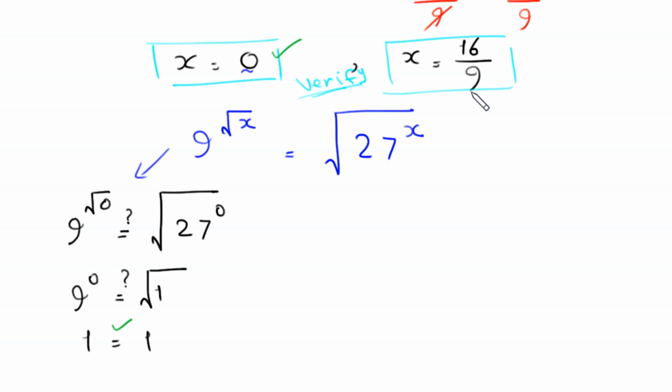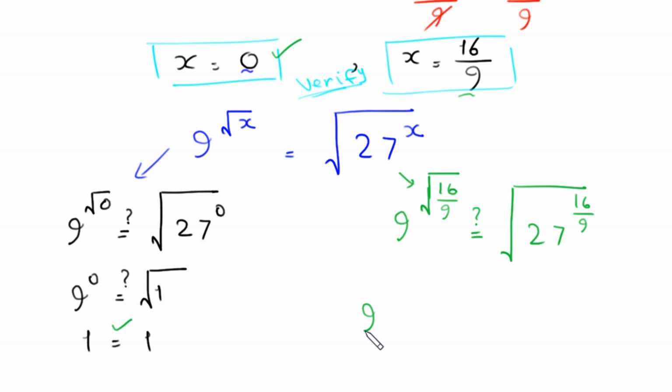Now when x is equal to 16 over 9, then this equation will become 9 to the power square root of 16 over 9, is it equal to square root of 27 to the power 16 over 9. Next, 9 to the power square root of 16 is 4 and square root of 9 is 3. Is it equal to square root of this 27, which can be written as 3 cubed, whole to the power 16 over 9.